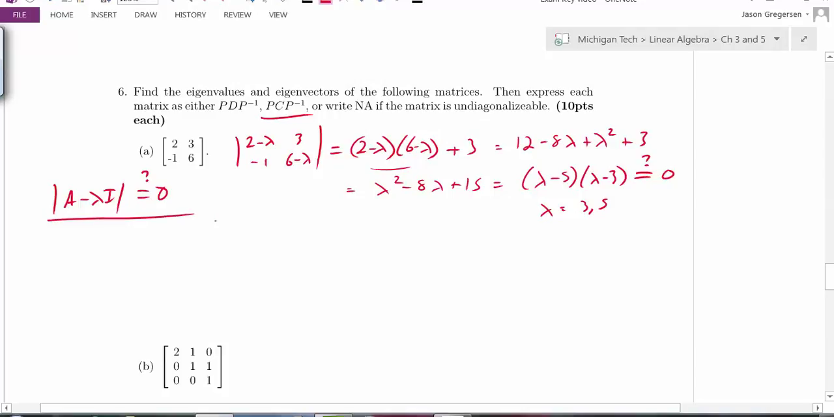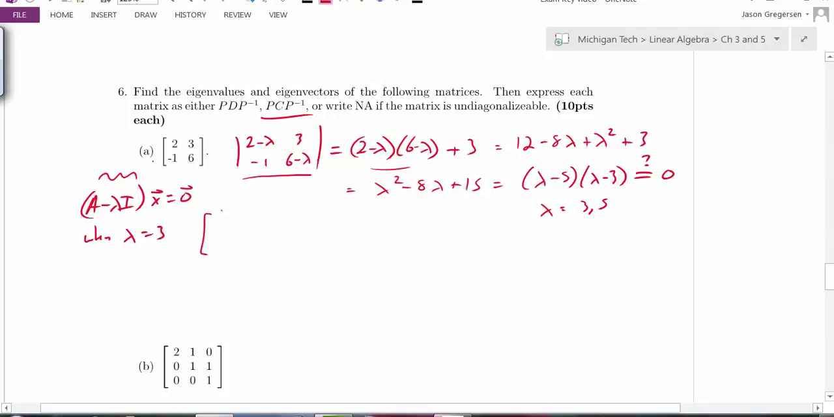So we've used the determinant of A minus lambda I equals 0 to find these eigenvalues. The next step is, for each eigenvalue, to solve A minus lambda I times x equals 0 for x, and thus find the eigenvectors associated with the eigenvalues. So when lambda equals 3, this matrix right here is just like taking this piece and putting in lambda equals 3. So that matrix there is going to be 2 minus 3, which is negative 1, times 3, negative 1, and 6 minus 3, which is 3.